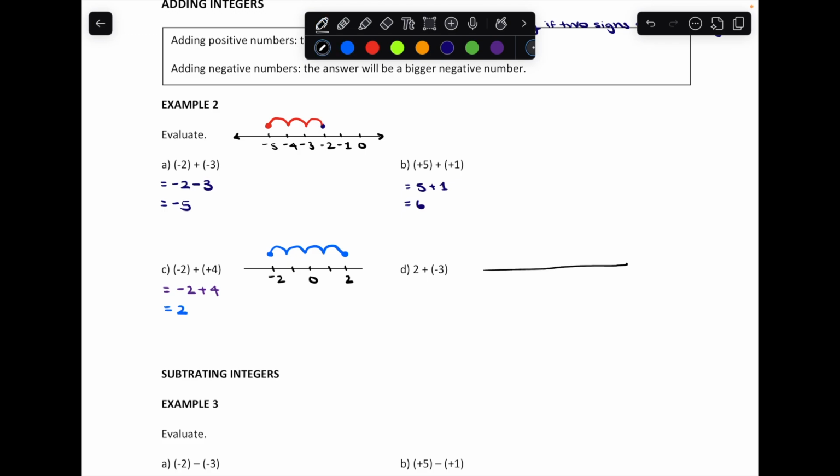And lastly here we have 2 plus -3. Positive times a negative will give us a negative answer. So here we have 2 minus 3. And so here if we draw our number line, start at -1, 0, 1, and 2. If we start here at +2, and we're going back by 3, so 1, 2, 3, then we'll get an answer here of -1.